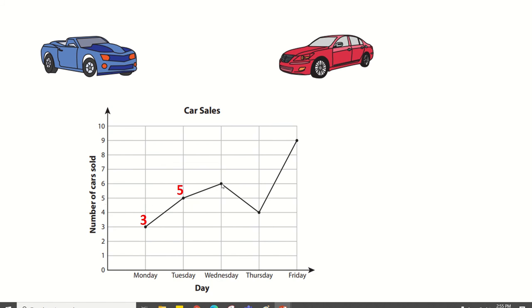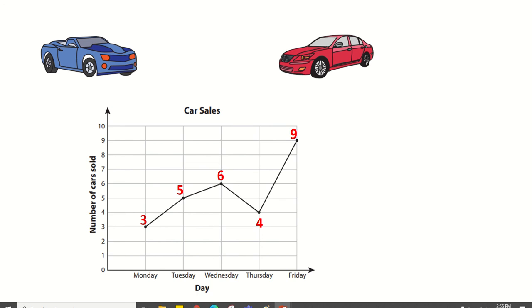On Wednesday, there were more cars sold. How many cars were sold on Wednesday? 6. There were 6 cars sold on Wednesday. Then on Thursday, the number of cars sold went down. How many cars were sold on Thursday? 4. There were 4 cars sold on Thursday. And then on Friday, the number of cars sold went up again. How many cars were sold on Friday? Good, there were 9 cars sold on Friday.